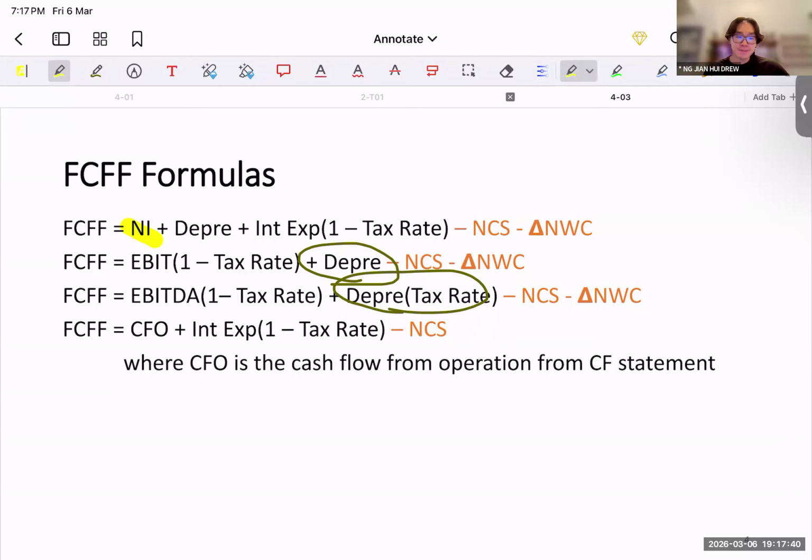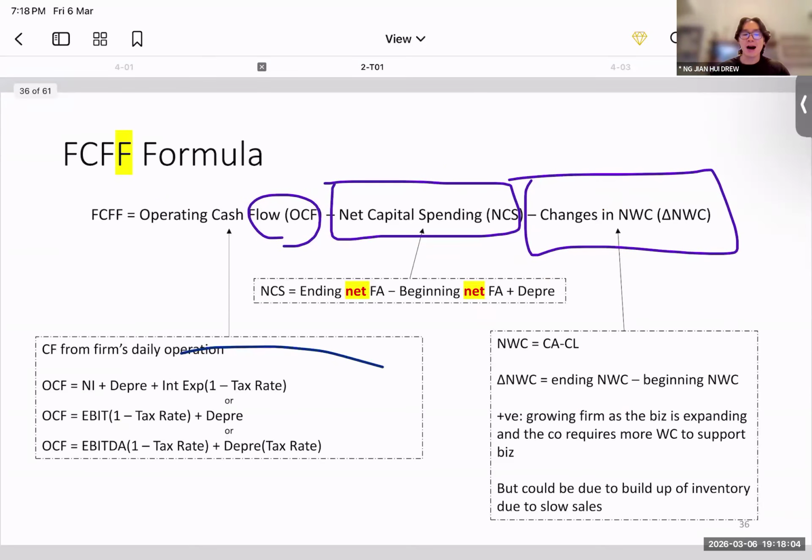So we're going to start with the base here, right? The net income formulation. We know why we add depreciation and we know why we add back interest expense, right? And then here we have our NCS and net change in working capital, which is everything in green and it can't repeat, right? Because if I flip back here, those are the two other components of our FCFF formula, right?